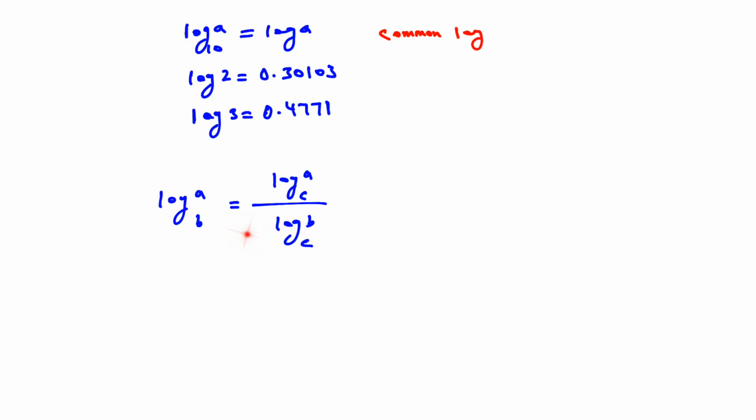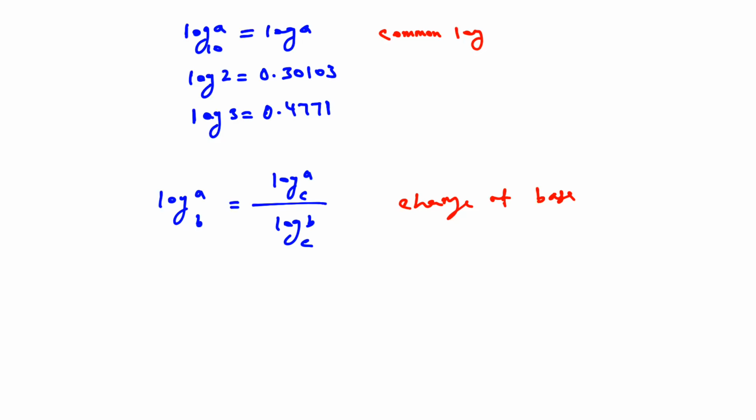The first thing that we show about log is called the change of base formula. Log of a base b is the same as log of a base c divided by log of b base c. We change the base from b to c.